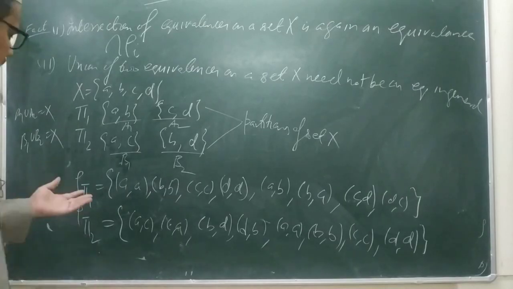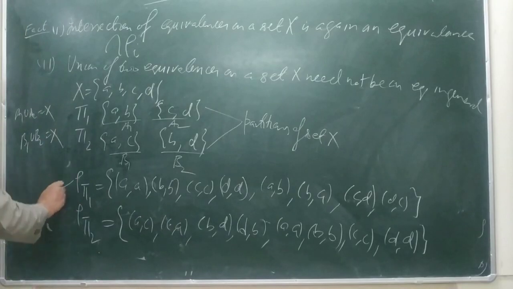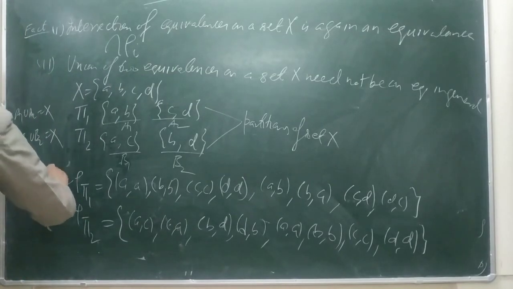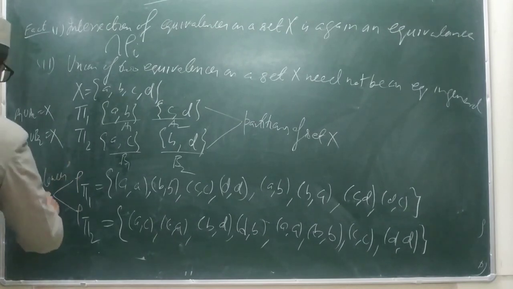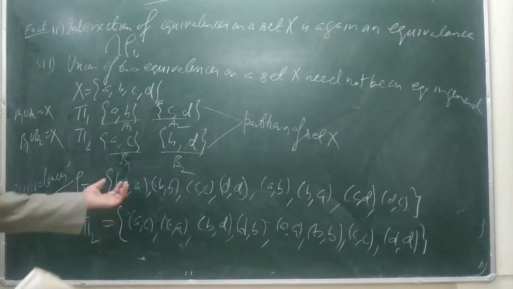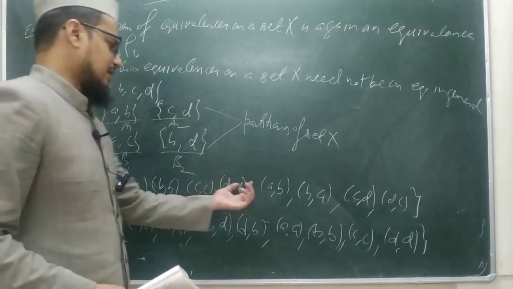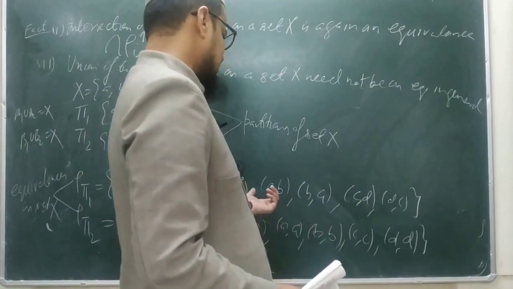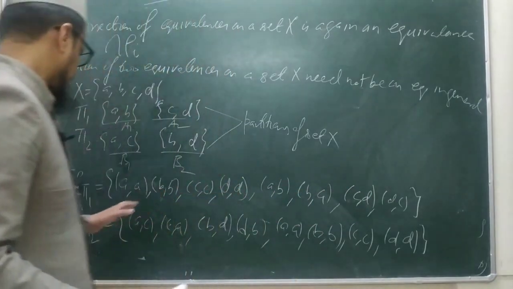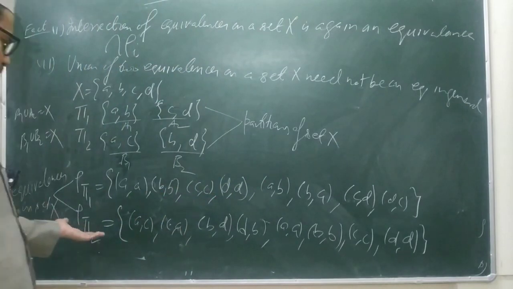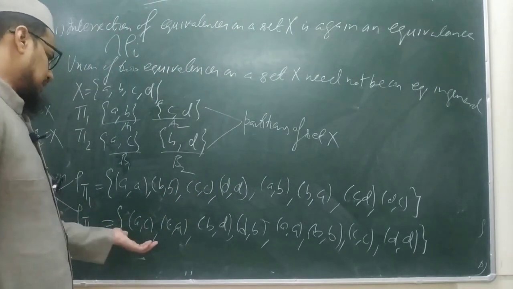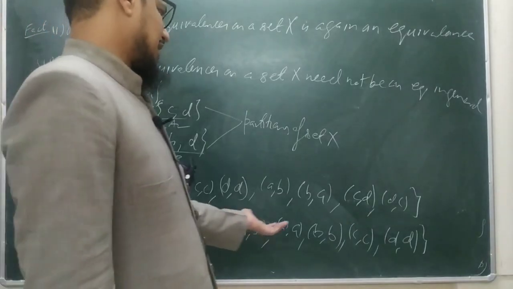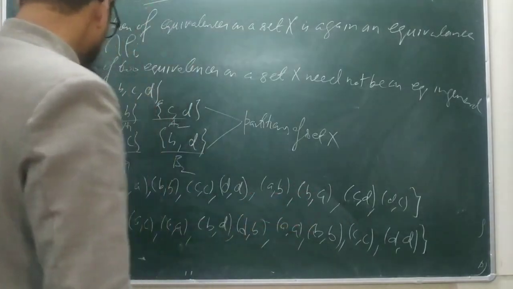So all of you can see that these two are what? Equivalences on set X. Try to utilize this. See, they are reflexive, and they are symmetric, and they are also transitive. As well as rho pi 2, again it is transitive, symmetric, and reflexive also. So both are equivalence relations on set X.